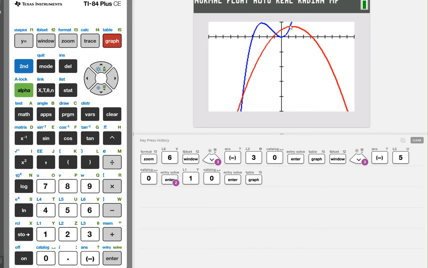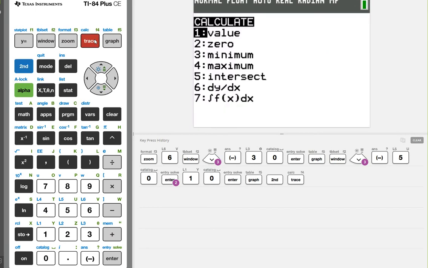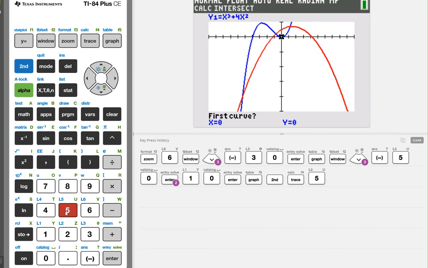To find this point of intersection, you're going to go to the calculate menu. So hit the second key, then the trace key. Does it look like there's something that's helpful at that point? Choice number 5. Now, choice number 5 works kind of funny. You're going to have to give it a guess as to that point of intersection for the blue curve, then for the red curve, and then one more just for good luck. So literally, you're going to have to press enter 3 times when you get close to this.